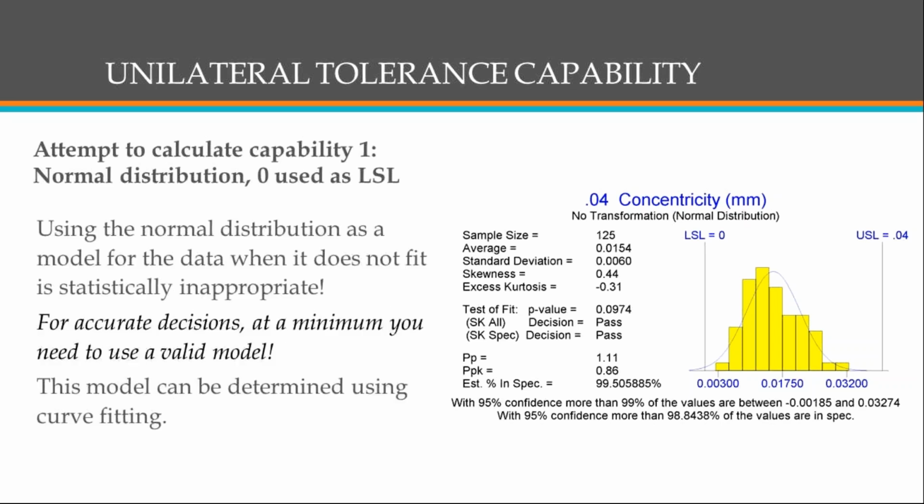Using a normal distribution as a model for data when it does not fit is also statistically inappropriate. As we saw previously, as we get closer to 0, it's not going to be normal. Take a look at the test of fit here, 0.0974. A perfect fit is 1.000. If we can find a distribution that fits better, we're better off using that distribution as a model rather than one that fits so poorly. You cannot assume that the normal distribution is going to be the one that's the best model for this kind of data.